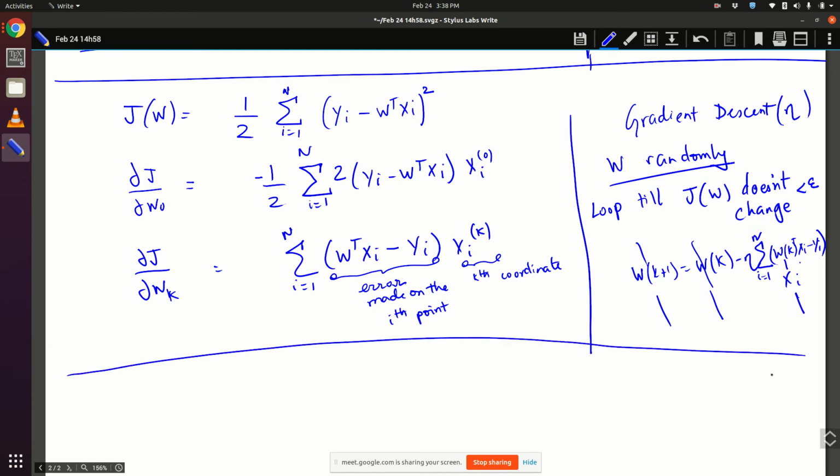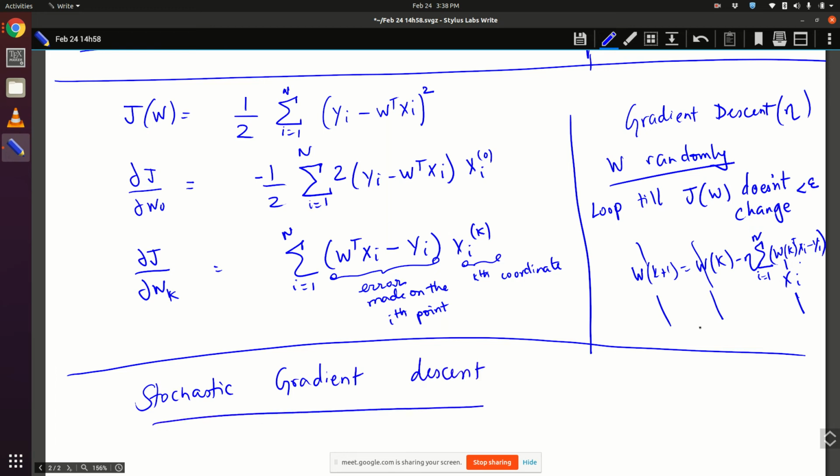Depending upon whether you use all these samples or a portion of the samples, you can get gradient descent or stochastic gradient descent. Stochastic gradient descent can be implemented by taking a small batch. If I take only one sample, it will be Wk equals Wk minus eta times Wk transpose xk minus yk times xk. I'm just taking one sample k, looking at the error and making this adjustment. This gives you one kind of stochastic gradient.